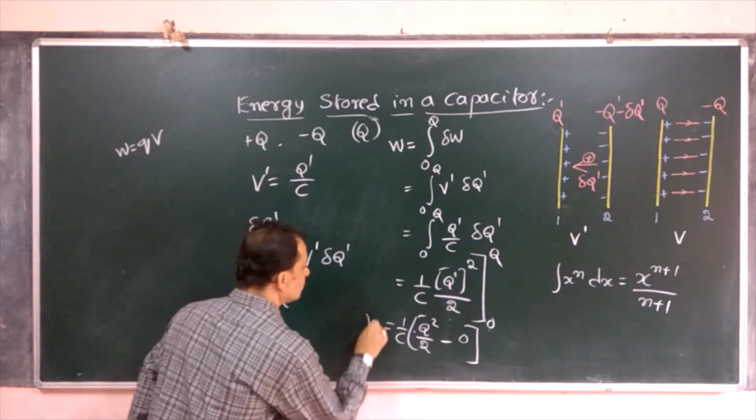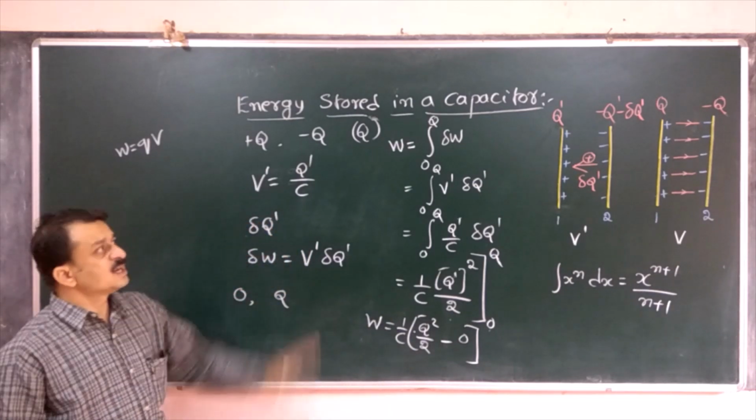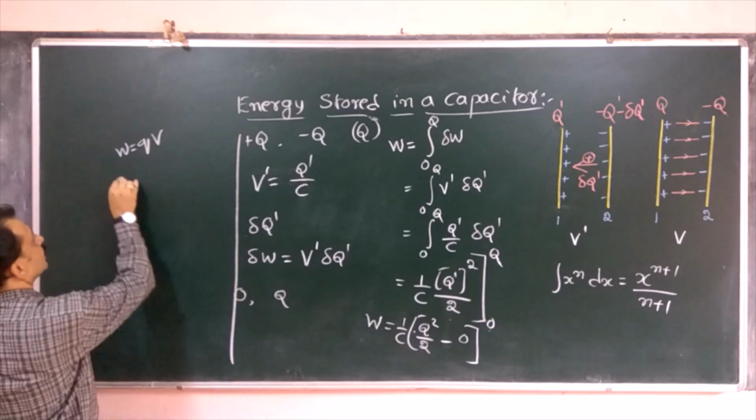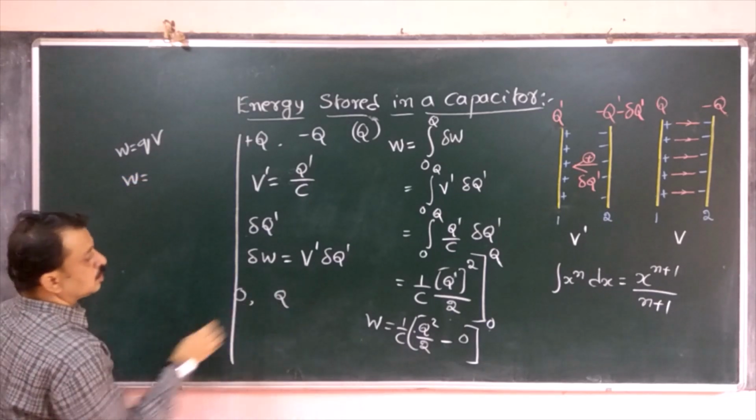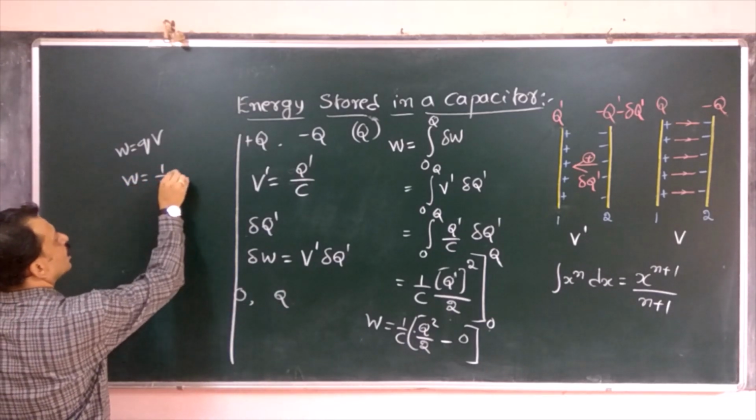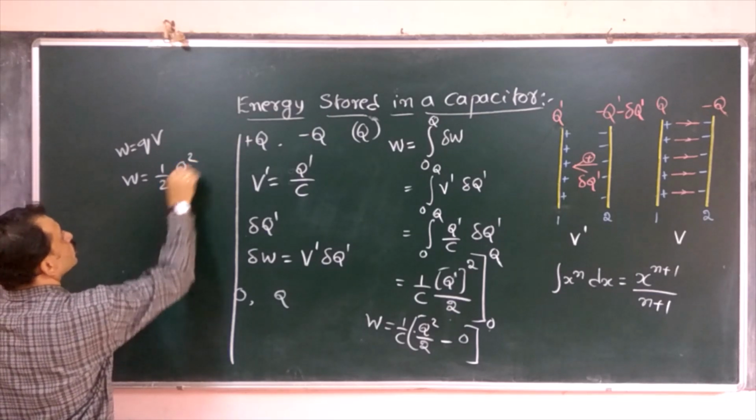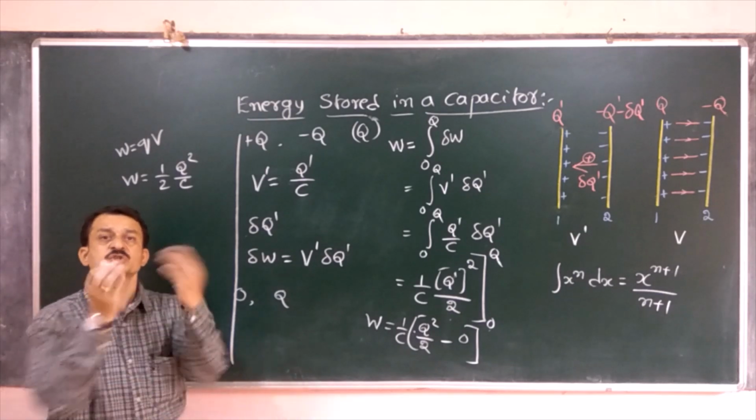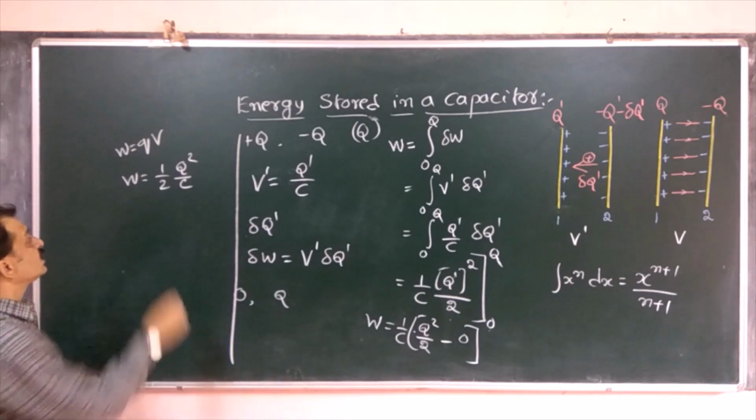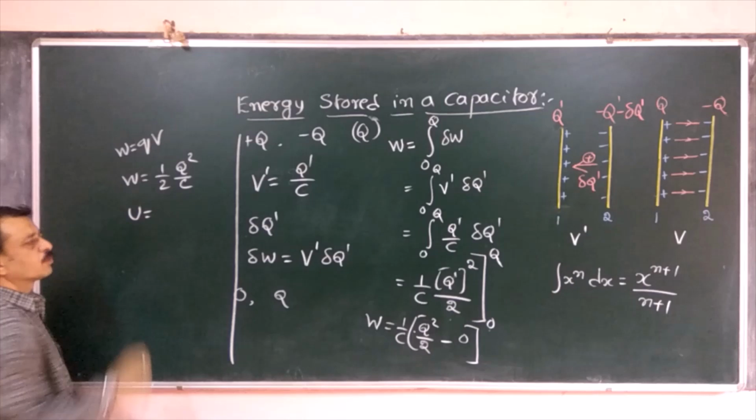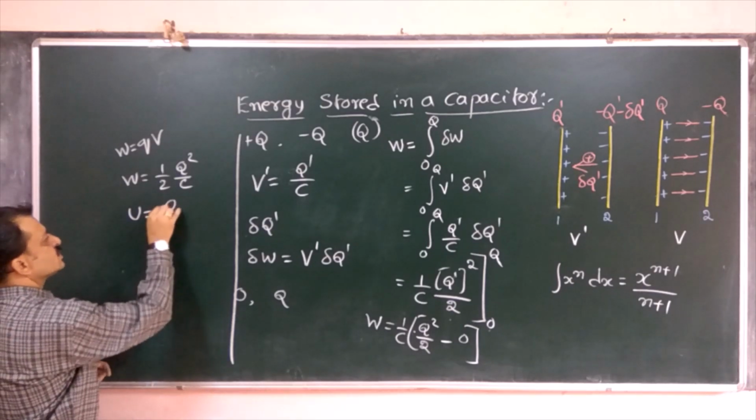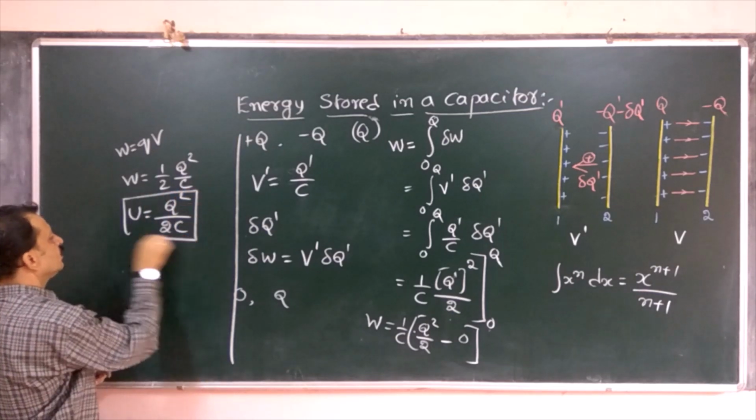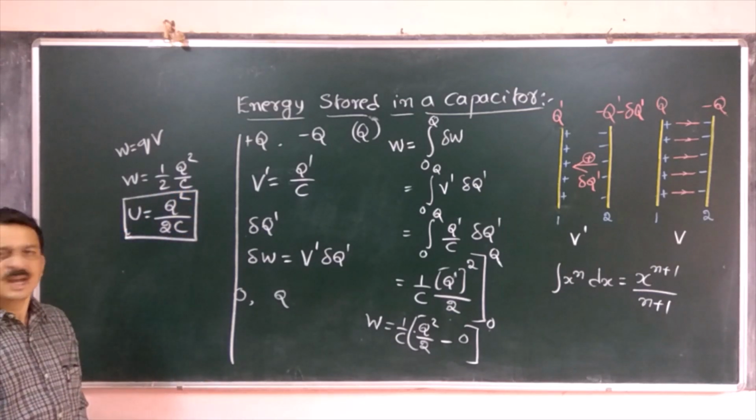So this is the total amount of work done in transferring the entire charges. Therefore, W is equal to half Q square divided by C. Now this amount of work done is stored as potential energy of the capacitor. Therefore, the potential energy of the capacitor is Q square divided by 2C. Now that is the expression for potential energy.